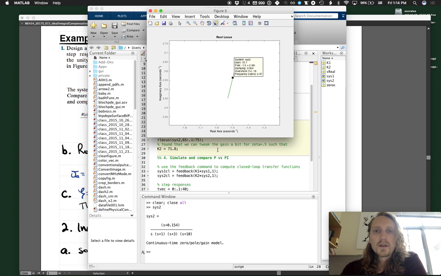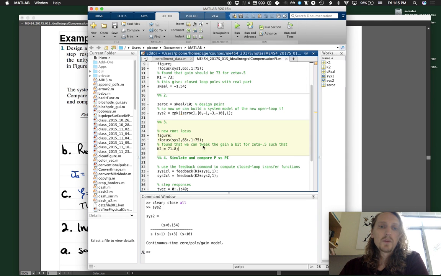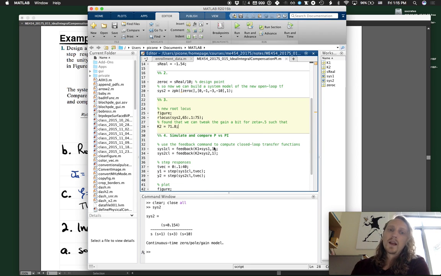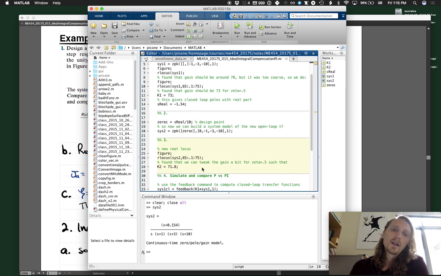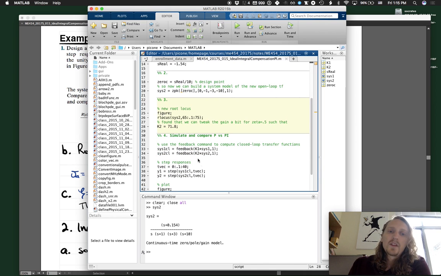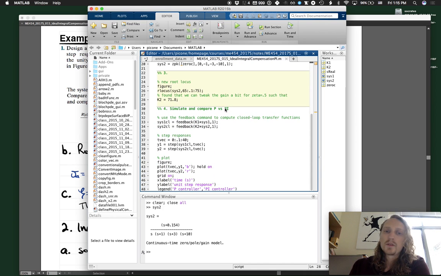We've got to find the damping of 0.5 again, and these, 71.7 or 71.8, either one has a damping of 0.5. So let's choose 71.8 to be the value we choose. So that is our design. We've totally defined it. We've got our new gain. Our original gain was 73. Our new gain is 71.8. We expected them to be close, but not exactly the same. So that's about right. Let's simulate and compare the proportional versus the PI.